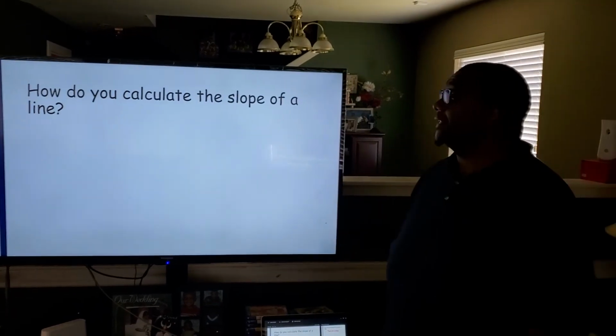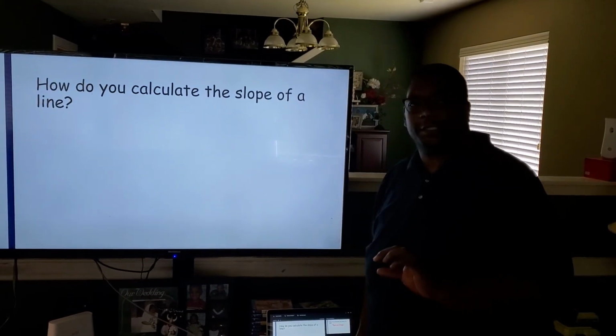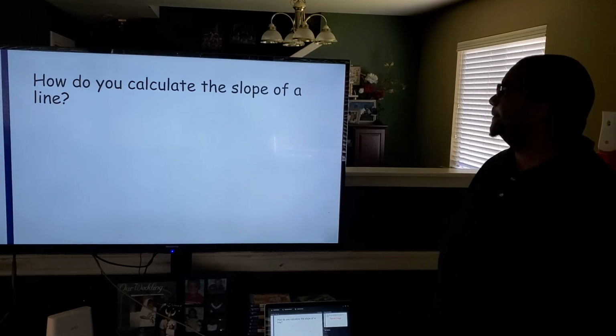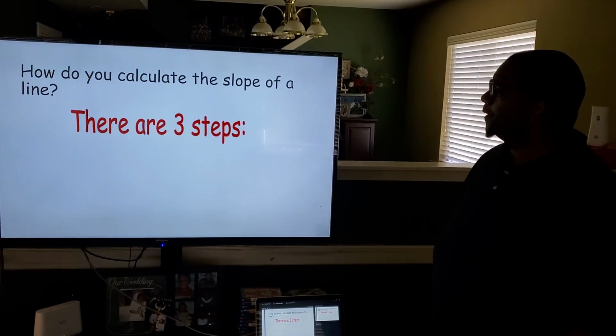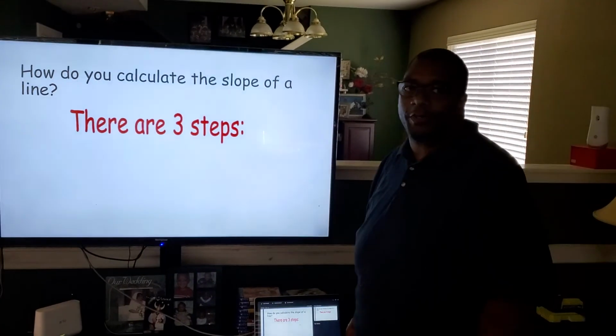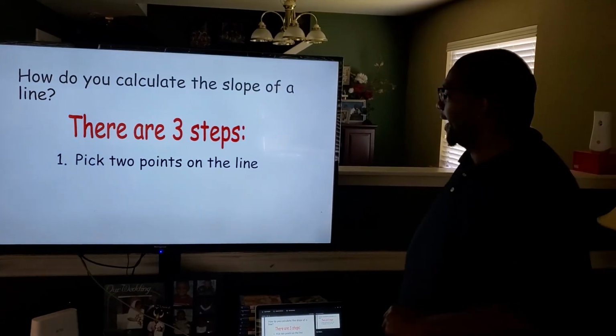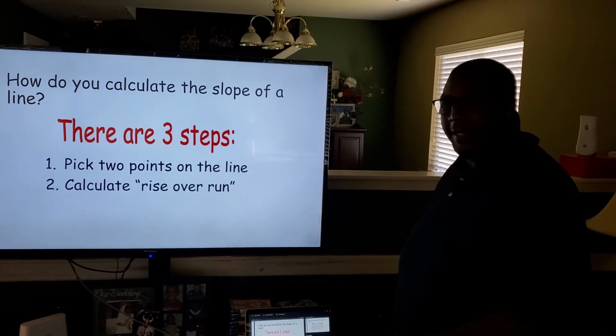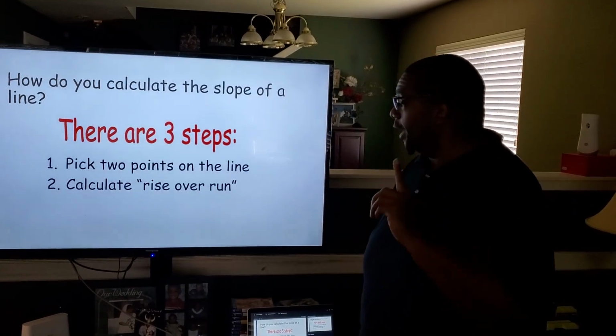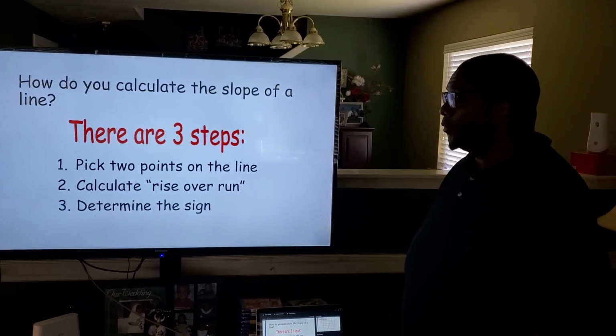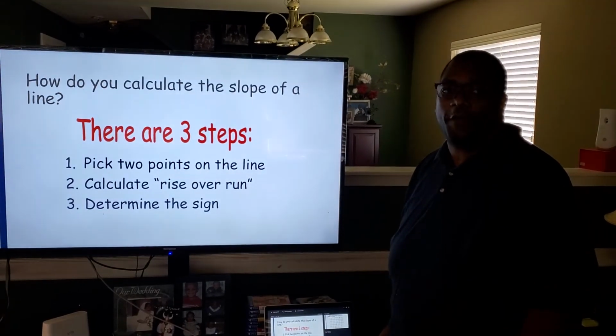So now, let's figure out how do we calculate the slope of a graph of a line. There are 3 easy steps we're going to follow. We're going to pick 2 points on a line. We're going to calculate the rise over the run. And then we're going to determine what sign we put on the slope.